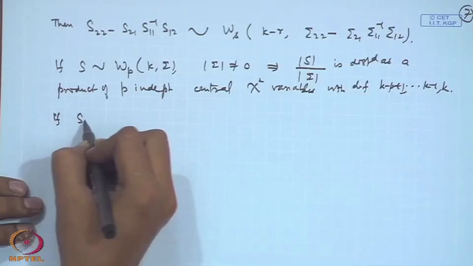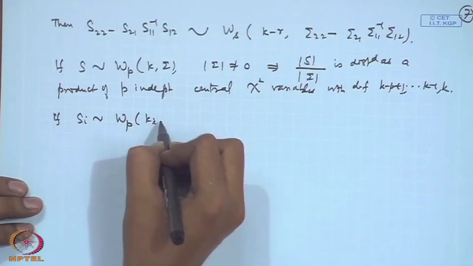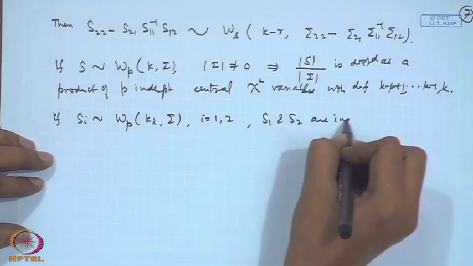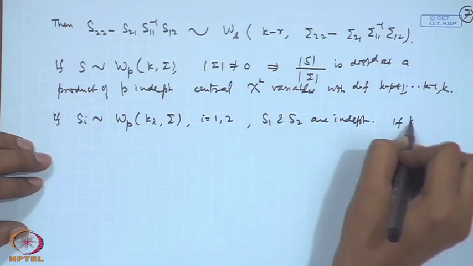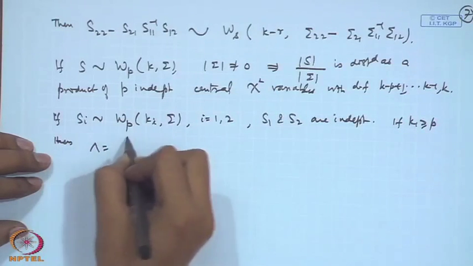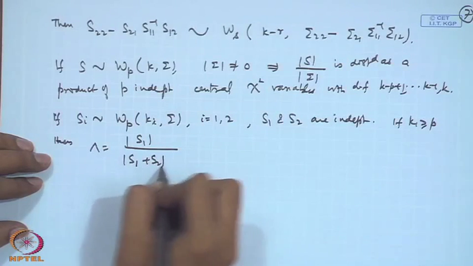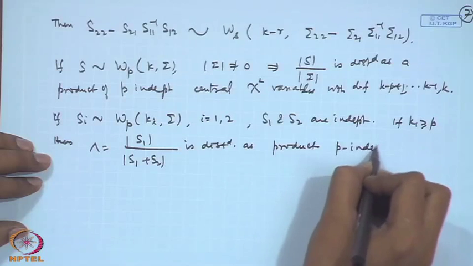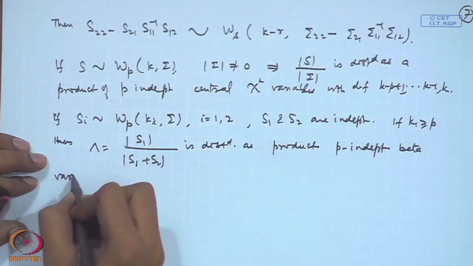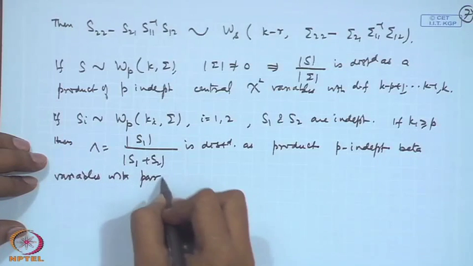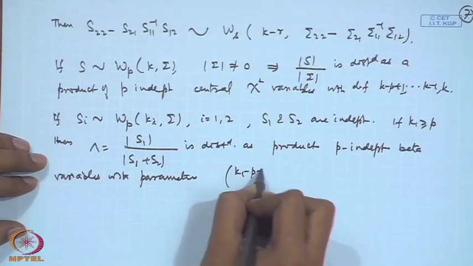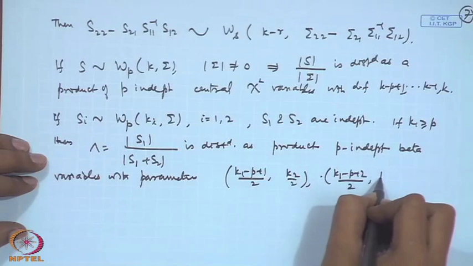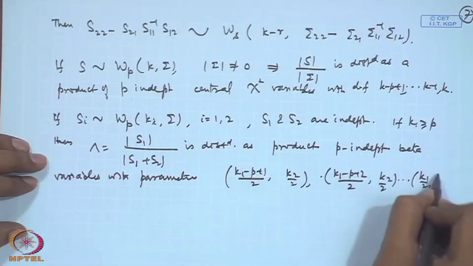And if S_i follows Wishart(k_i, sigma), i equal to 1, 2, S1 and S2 are independent. If k1 is greater than or equal to p, then lambda, that is equal to determinant of S1 by determinant of S1 plus S2, is distributed as a product of p independent beta variables, with parameters (k1 minus p plus 1)/2, k2/2, (k1 minus p plus 2)/2, k2/2, and so on, k1/2, k2/2.